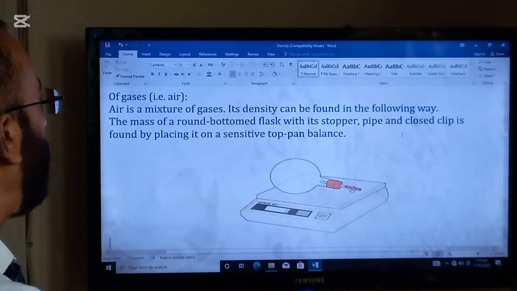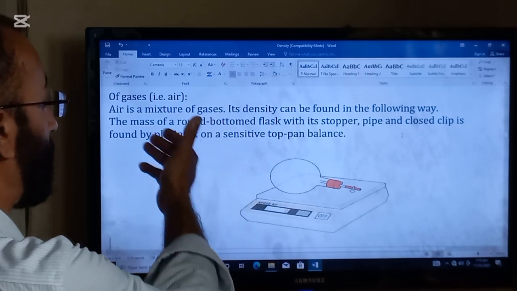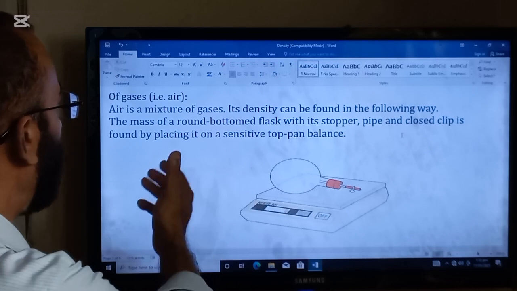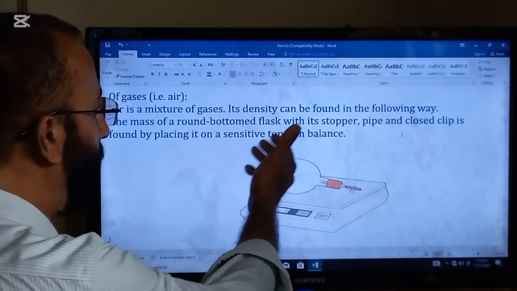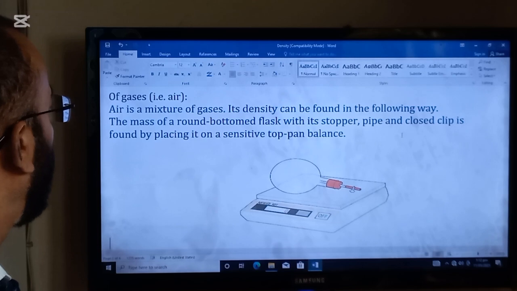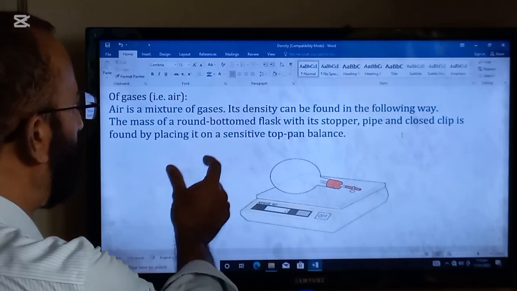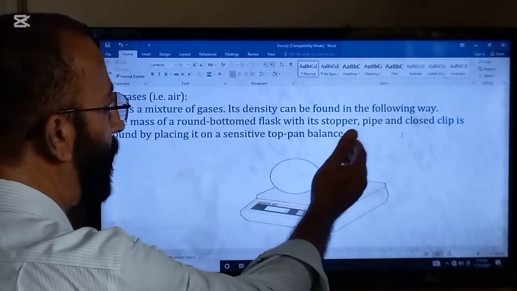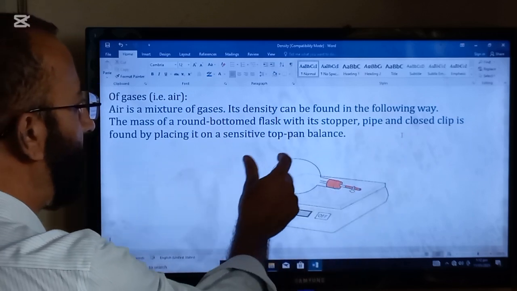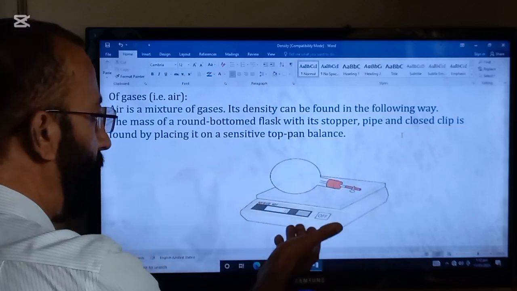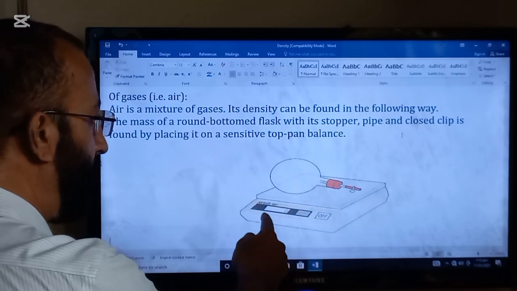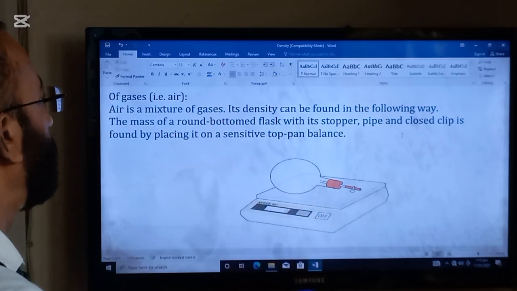Next, we are going to find the density of gases, for example, air. Air is a mixture of gases. Its density can be found in the following way. The mass of the round bottom flask with its stopper, pipe and closed clip is found by placing it on the sensitive top pan balance like this. Put it on the top pan balance and find the mass.